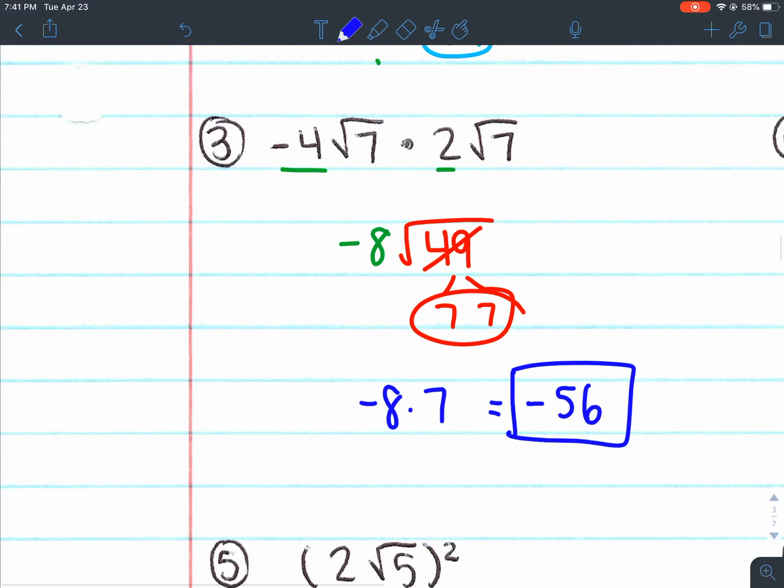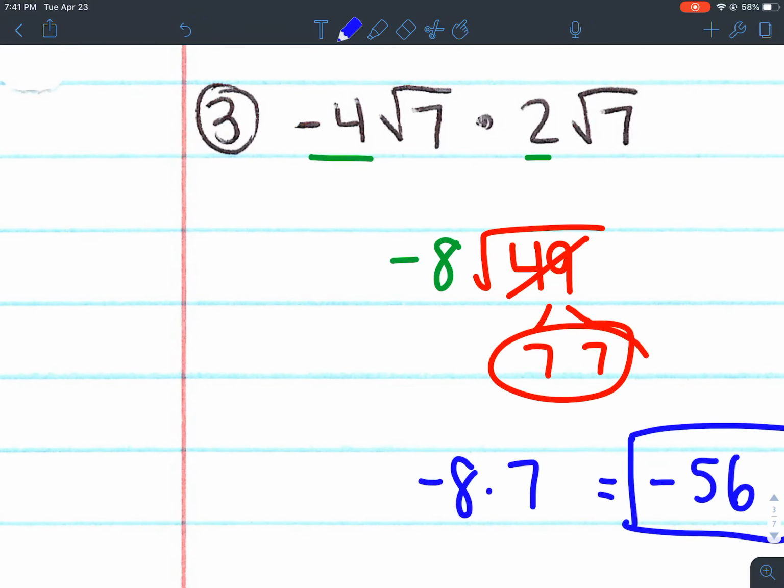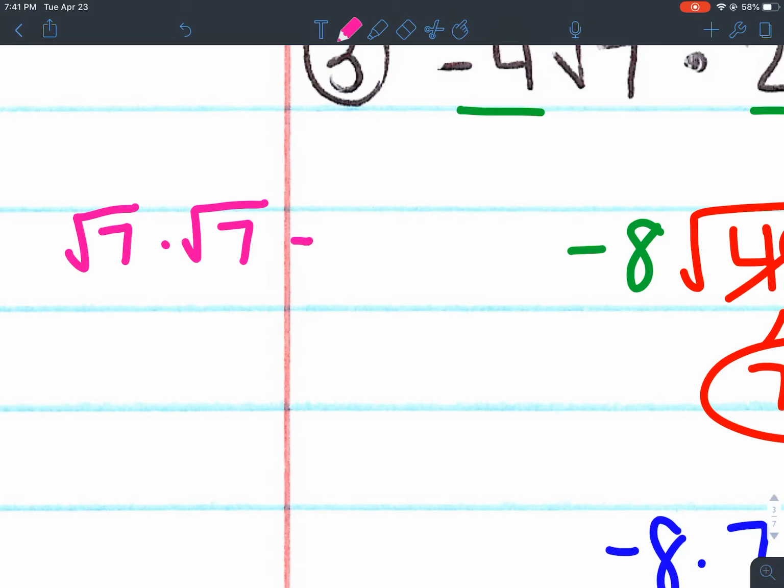I don't know if you noticed, but I did the square root of 7 times the square root of 7, and in the end I ended up just getting a 7. So when you have a square root that has the same thing on the inside, multiplying by another square root, it's just going to be whatever's on the inside. Because the square root of 7 times the square root of 7 would be the square root of 49, but the square root of 49 is a perfect square, so it's just 7.